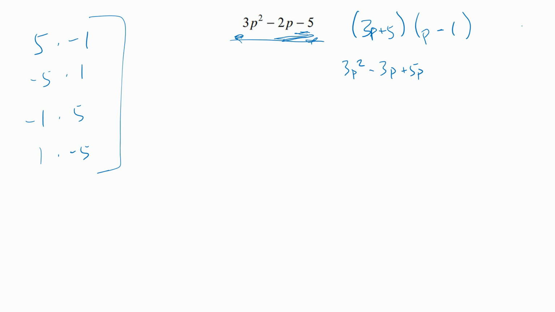And let me just pause there before I keep going, because what's the point of doing the last times last, which would be -5? Right here I see that -3p and +5p is going to be +2p. That's wrong because I can see that I need to get -2p. So I'm just going to cross out this one right there. I know that's wrong. So I'll try the next one.